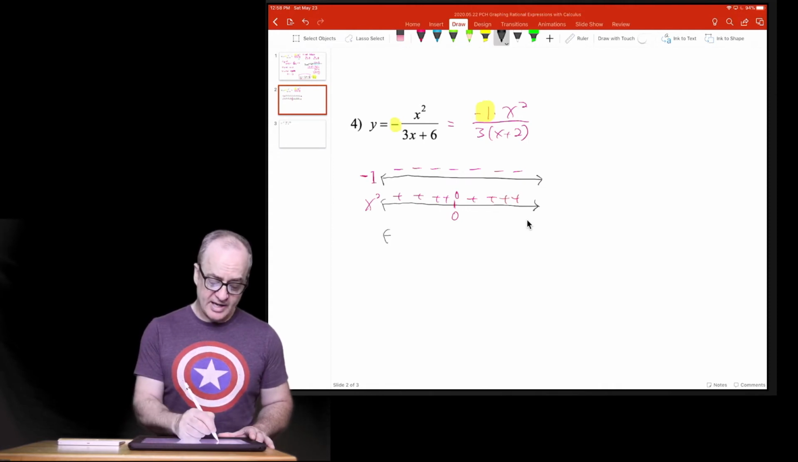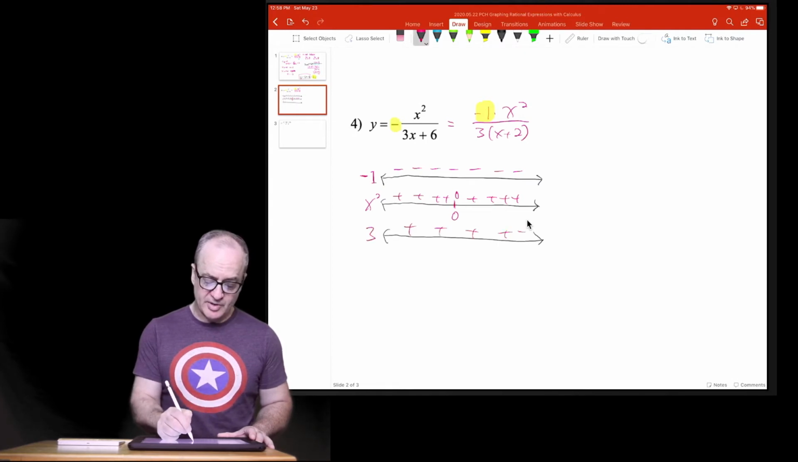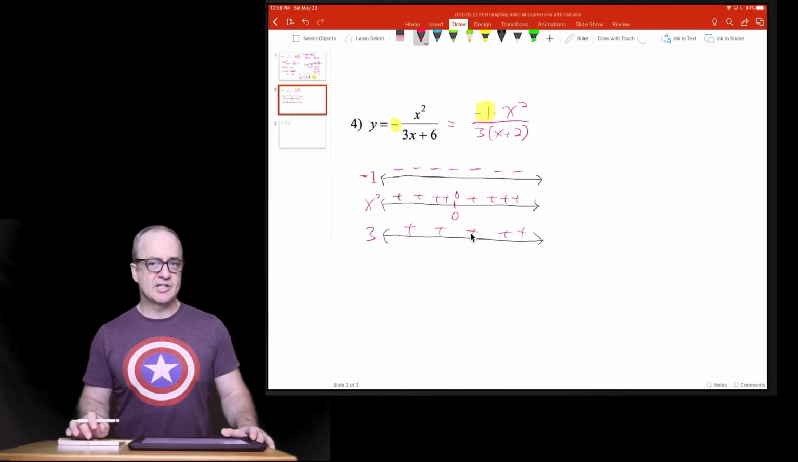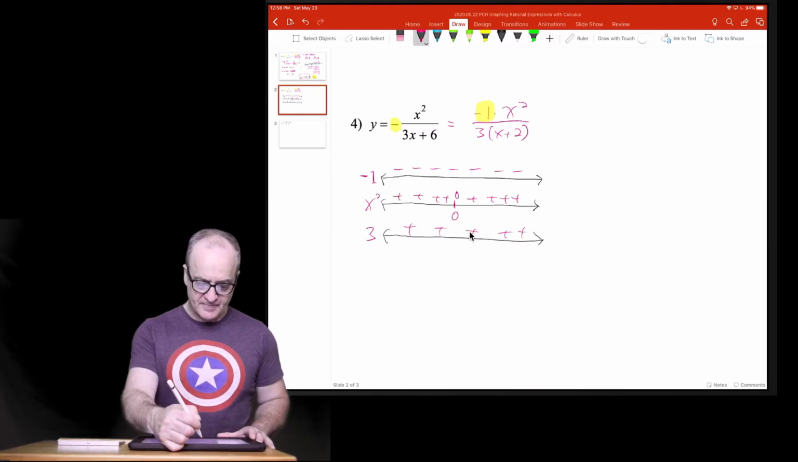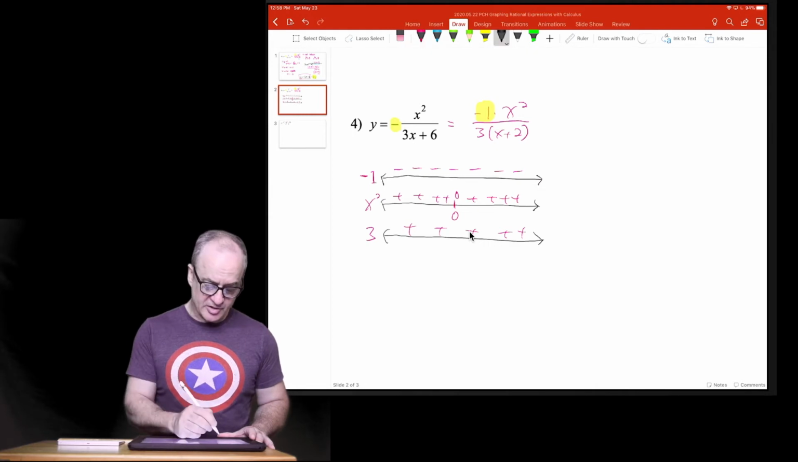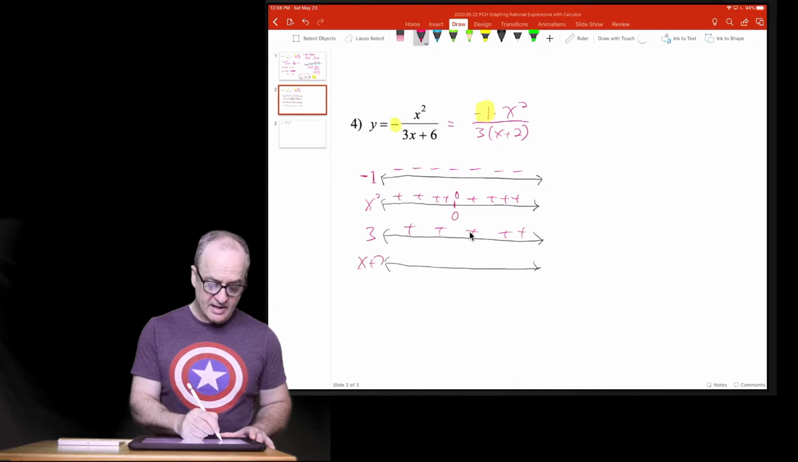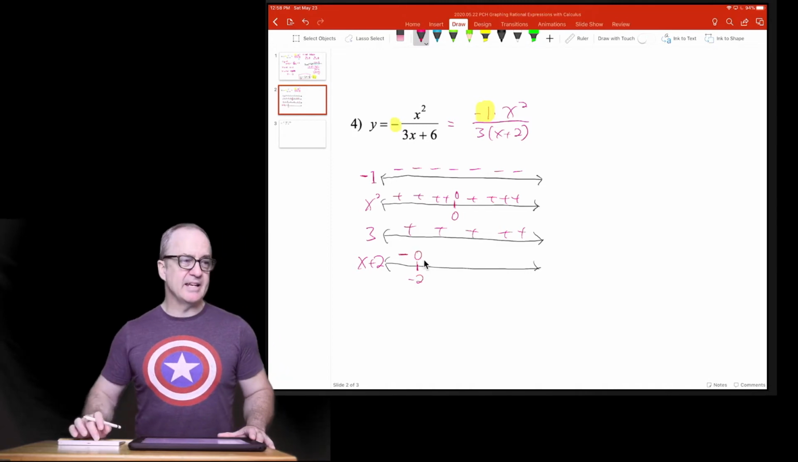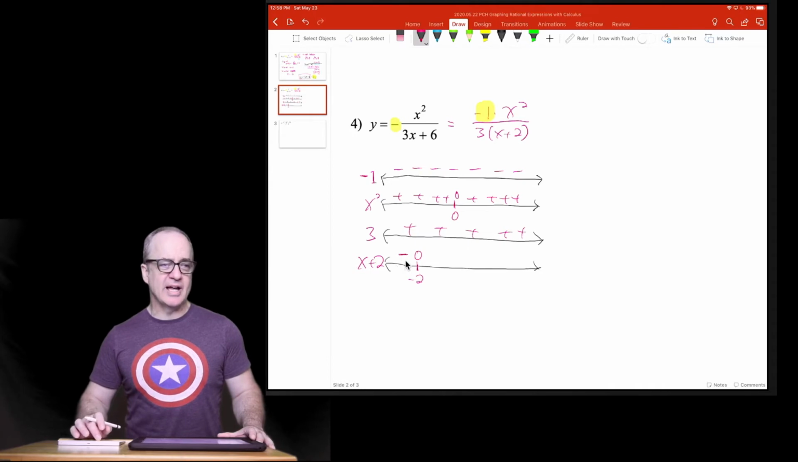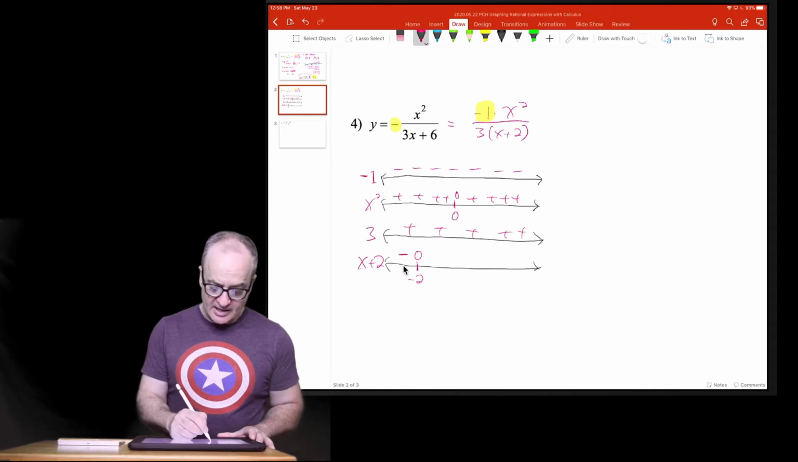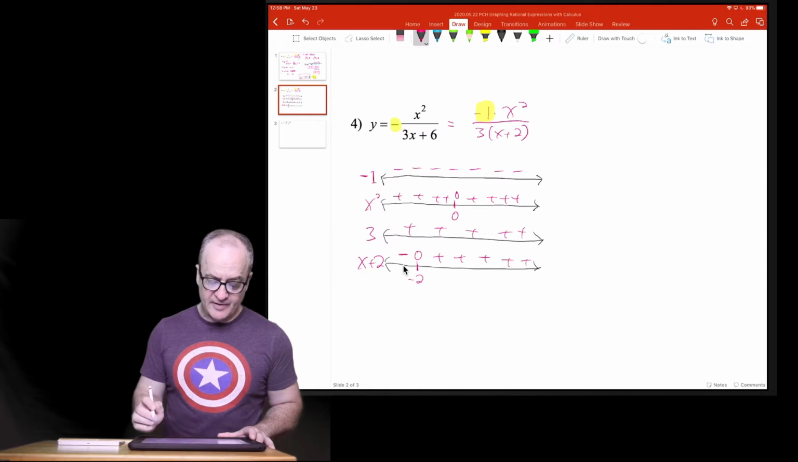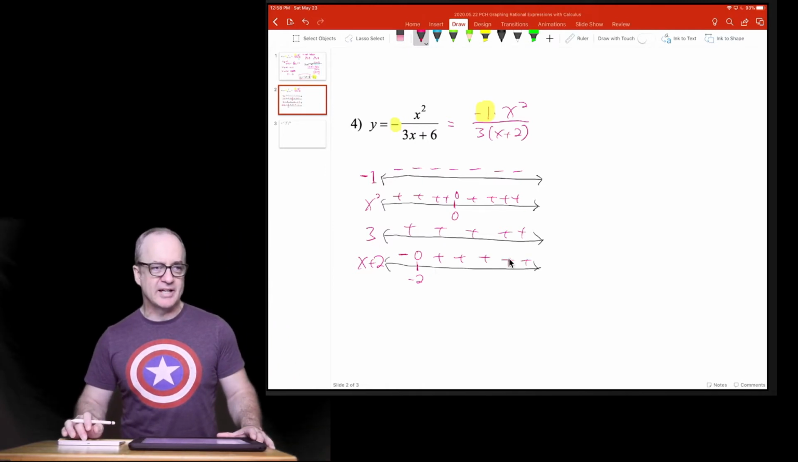I don't have to write a number line for my factor of 3, but if you want to be a completist, 3 is always positive. That's a little less worrisome to forget, though. My last factor I do have to pay attention to, and that is x plus 2, which is 0 when x is negative 2. X plus 2 will be negative if you put any value in for x that's less than negative 2, and x plus 2 will be positive if you plug in any value for x that's greater than negative 2.